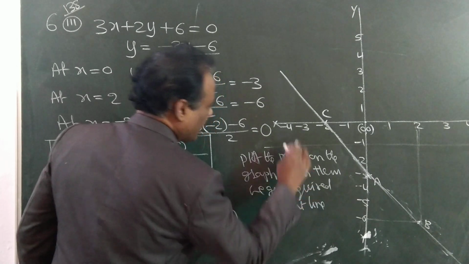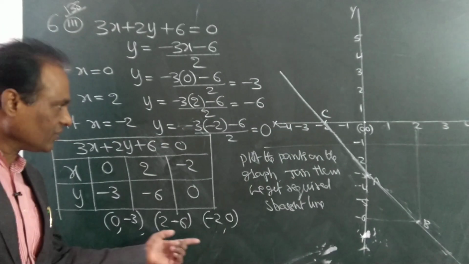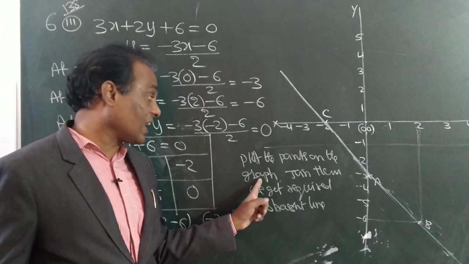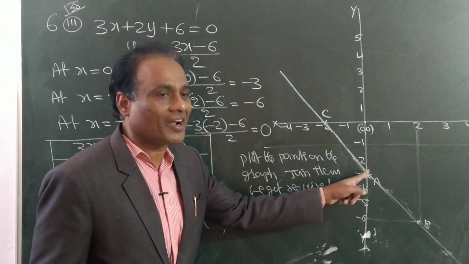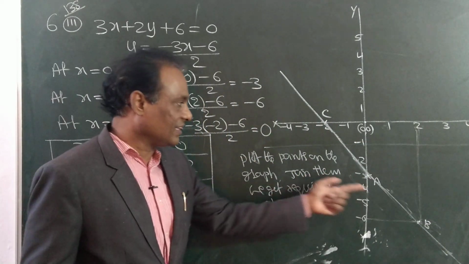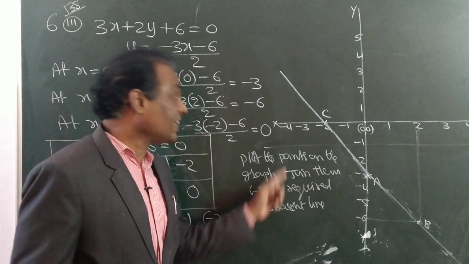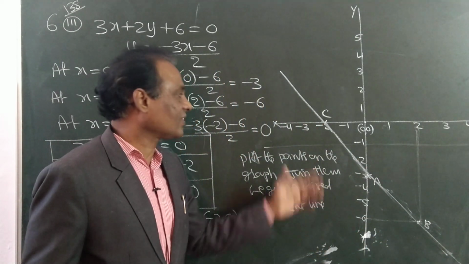Same process we are writing for every graph. So after getting the points, plot the points on the graph. This is one point, this is the second point, this is the third. Plot the points on the graph. Join them. We get the required straight line.